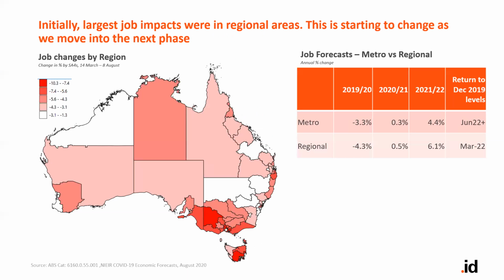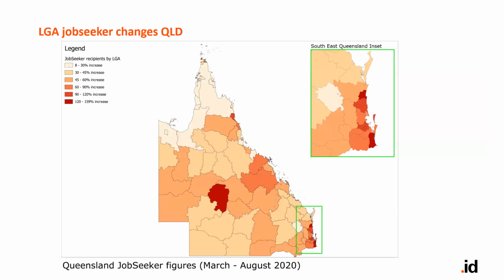So zooming in on the regional impacts, initially our largest job impacts were in the regional areas, but as we start to move through the second phase, we're actually starting to see that shift to urban and metro economies, particularly our border economies. So places like the Gold Coast, along the border of Victoria and New South Wales has really struggled as well. And we think that regional economies will also recover quicker than we'll see those metro economies recover.